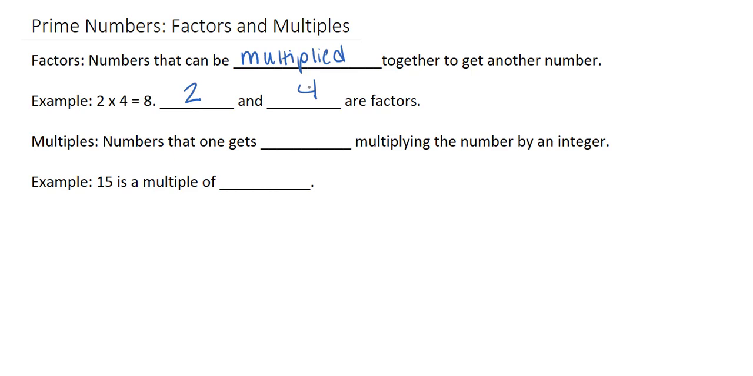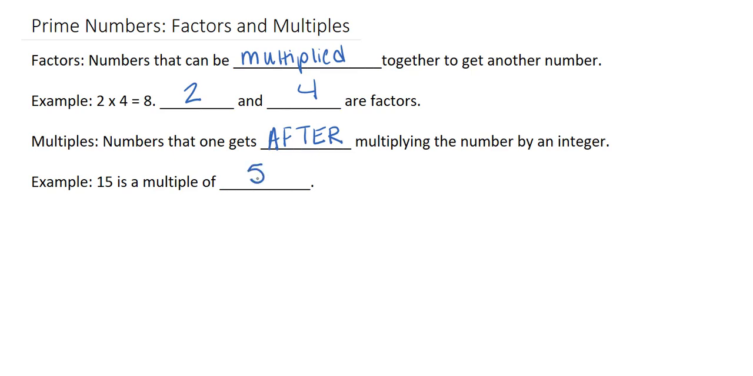Now, if we do multiples, what are multiples? Numbers that one gets after multiplying the number by an integer. So for example, 15 is a multiple of 5.